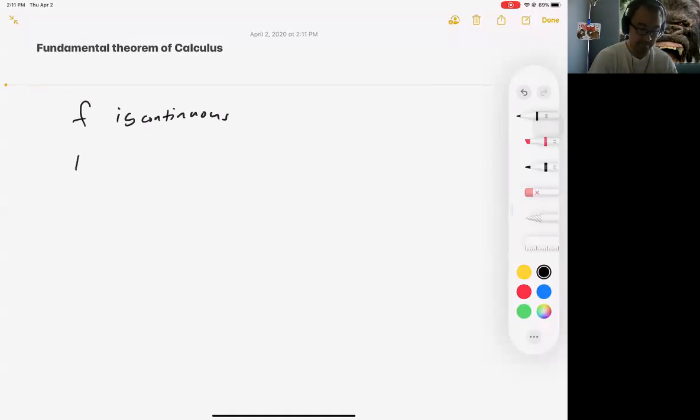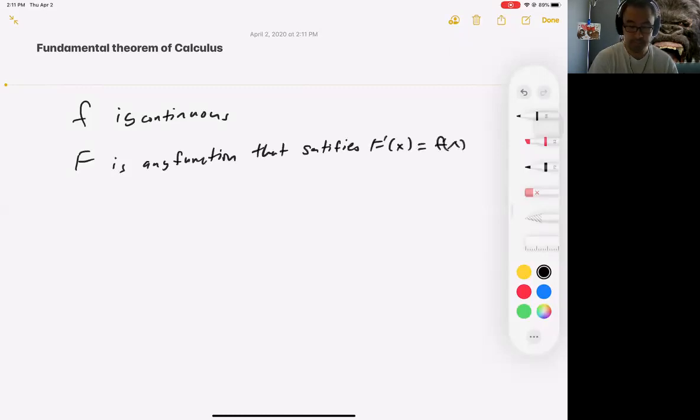And that capital F is any function that satisfies F prime of x is equal to f of x. What does that mean? It means the derivative of capital F is little f. Okay? The derivative of capital F is little f. And the integral of little f is capital F.